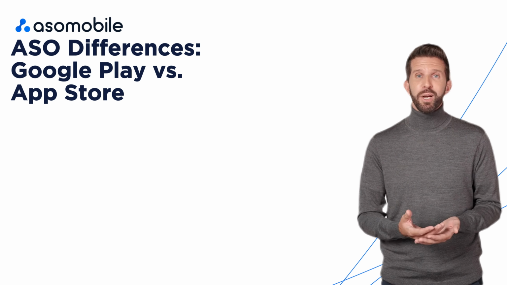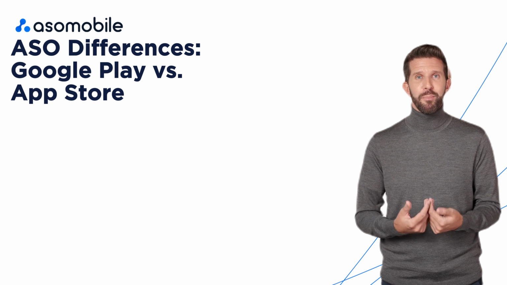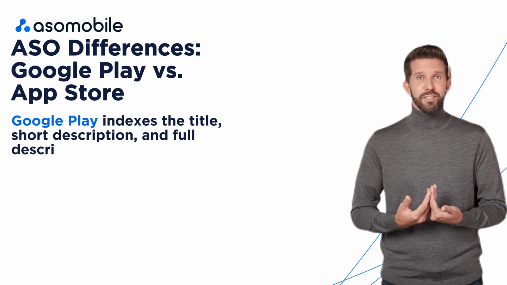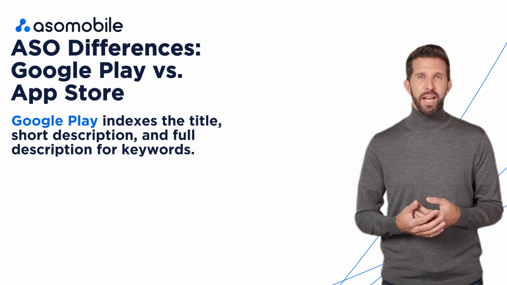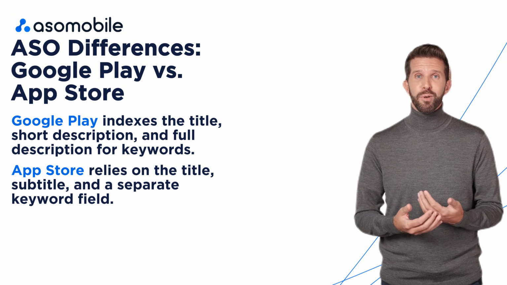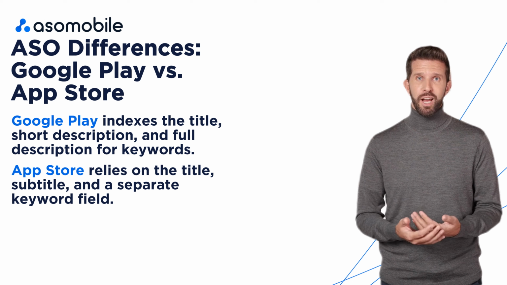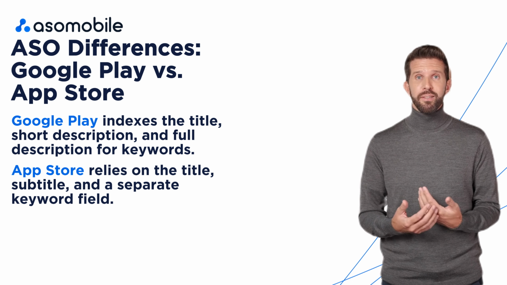One thing to keep in mind, Google Play and the App Store use different algorithms for App Store optimization. Google Play indexes the title, short description, and full description for keywords, while the App Store mainly relies on the title, subtitle, and a separate keyword field. These differences affect how we choose and place keywords. We will explore this in more detail in the next part.